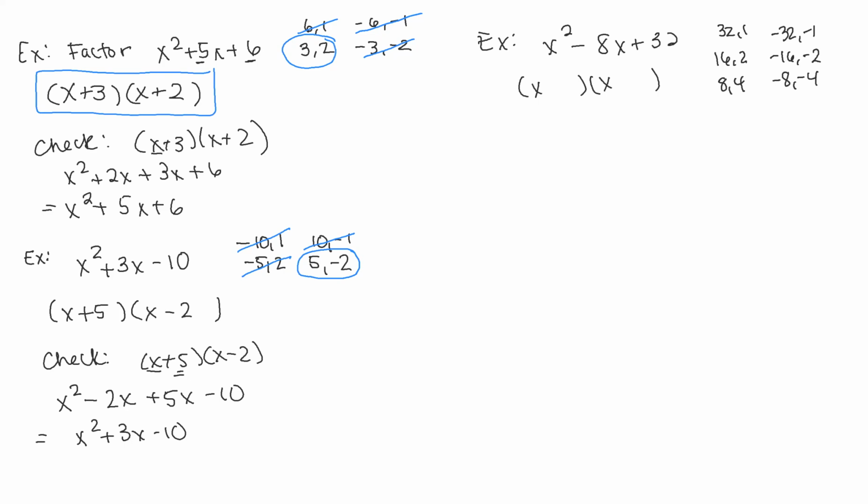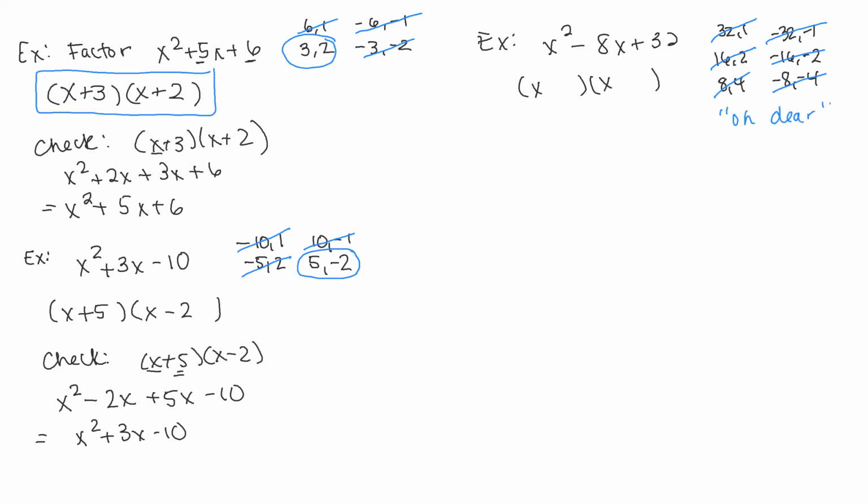Now let's find the magic pair that adds up to negative 8. Okay, well, 32 and 1 is 33. That doesn't work. Negative 32, negative 1 is negative 33. That doesn't work. 16 and 2 is 18. That doesn't work. Negative 16 and negative 2 is negative 18. That doesn't work. 8 and 4 is 12. That doesn't work. Negative 8, negative 4 is negative 12. That doesn't work. So at this point, you might be saying to yourself, oh dear, what do we do?